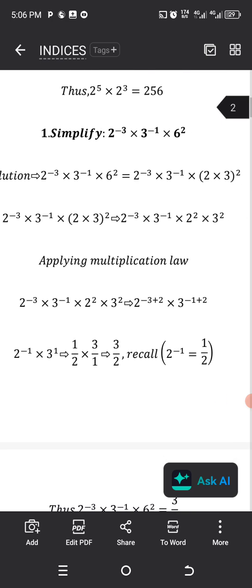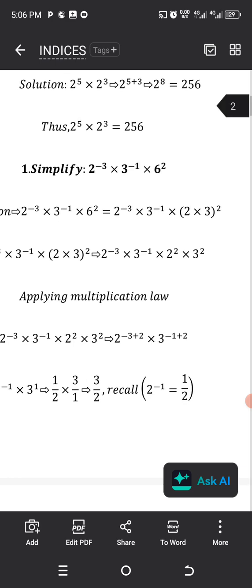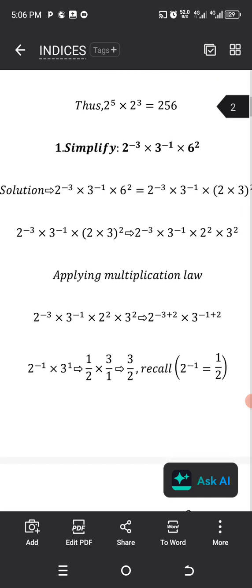And the solution is that what? Consider the equation equals 2 raised to power minus 3 multiplied by 3 raised to power minus 1 multiplied by 6 raised to power 2. Recall 2 times 3 will definitely give us 6. So you can write that 6 as 2 times 3 in parentheses, everything raised to power 2. Which also implies that 2 raised to power minus 3 multiplied by 3 raised to power minus 1.